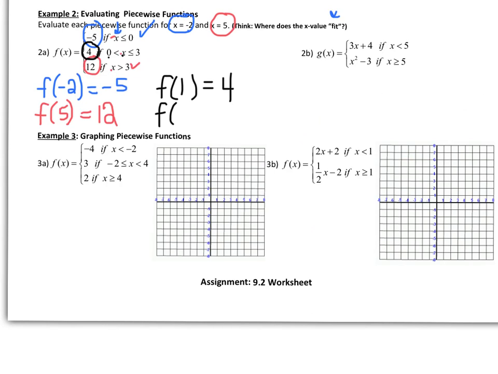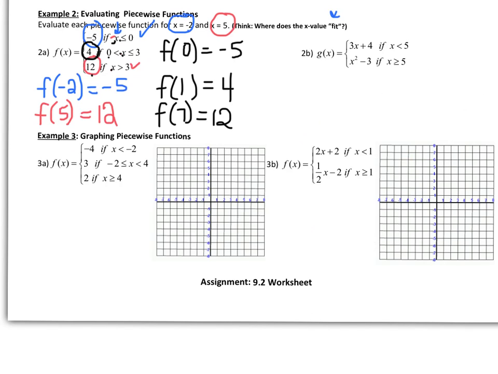Let's try another one. How about f of 7? Well, where does 7 fit? Is it less than 0? No. Is it between 0 and 3? No. Is it greater than 3? Yep. So the answer would be 12. Let's pick a number so our answer is -5. So what could we plug in so the answer is -5? Well, we would just have to pick a number that's less than or equal to 0. How about 0? So there's a few more examples for you.